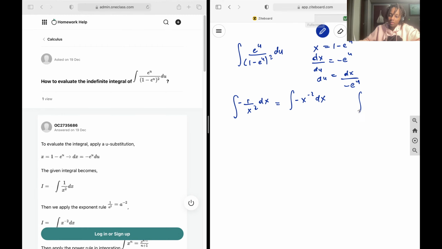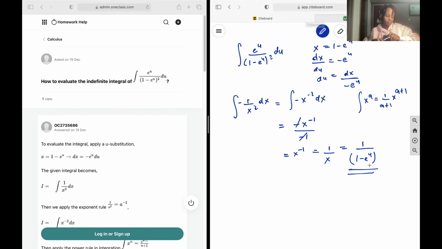And again, remember the integral of x to the a is simply equal to 1 over a plus 1 times x to the power of a plus 1. In this case, a is negative 2, so a plus 1 is going to be negative 1. So it becomes negative x to the negative 1 over negative 1. These two cancel, just leaving x to the negative 1, which is simply 1 over x, and then we simply back substitute: 1 over 1 minus e to the power of u. And that's going to be our final answer. Oh, plus c, because of no integration bounds. Don't forget about the plus c.